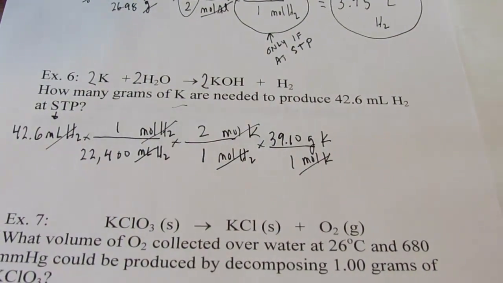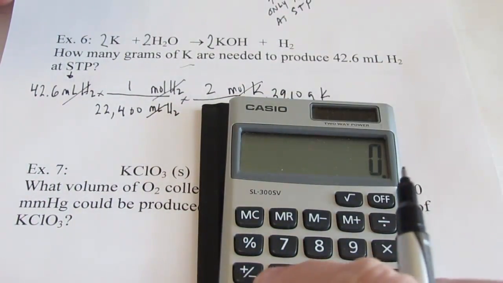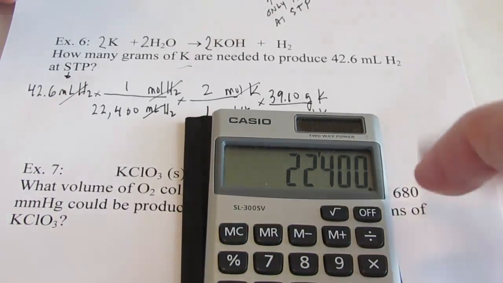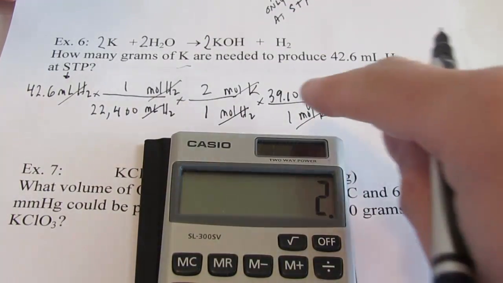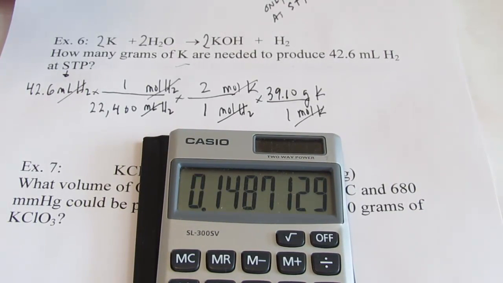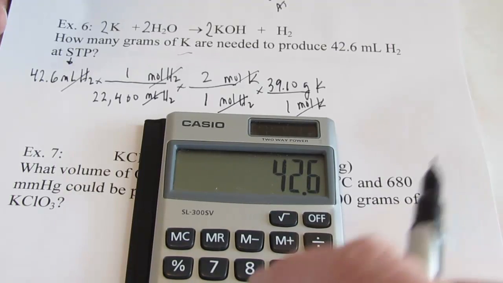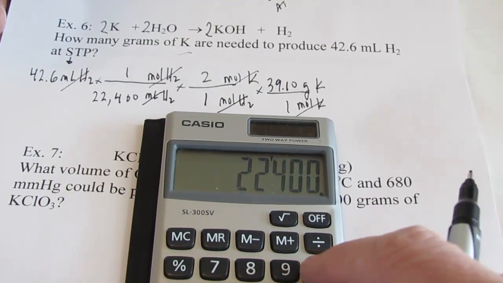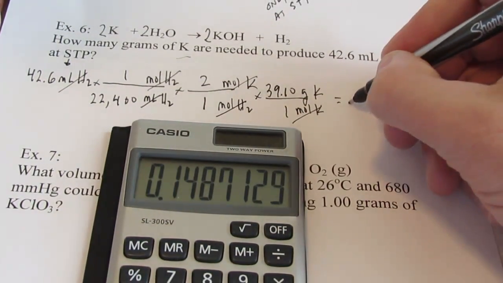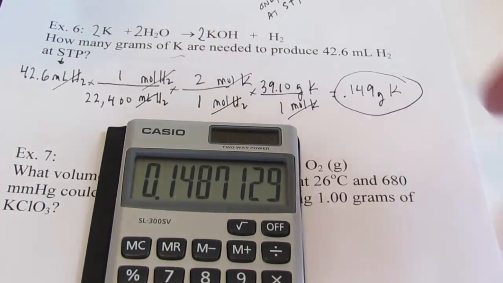Okay, so it looks like we're done. I just have to plug and chug, and you guys can do that right along with me. So we'll clear what we have out there. We have 42.6 divided by 22,400 times 2 times 39.10. Let me plug that in again. 42.6 divided by 22,400 times 2 times 39.1. Okay, let's see what we get here. We get 0.149 grams of potassium that will react. Okay?